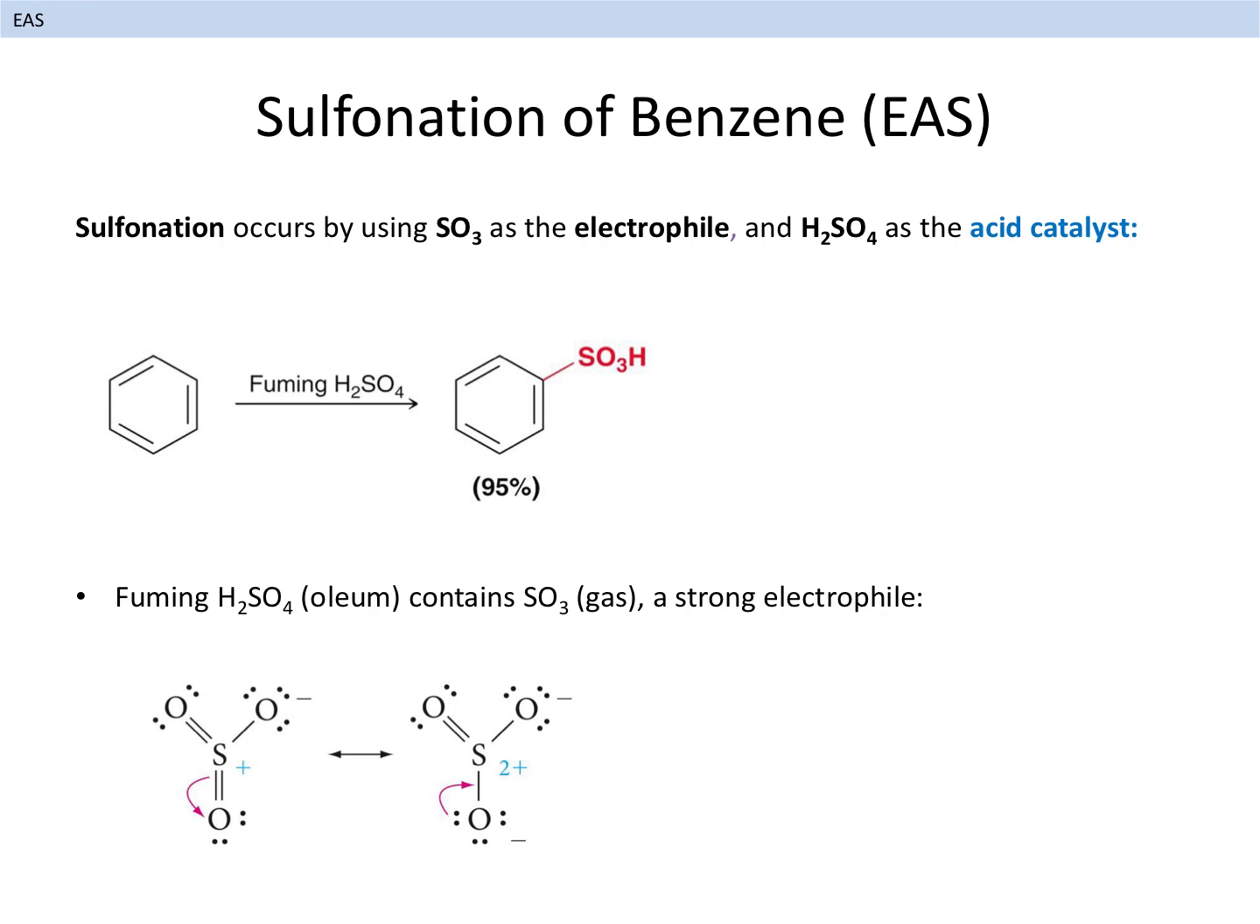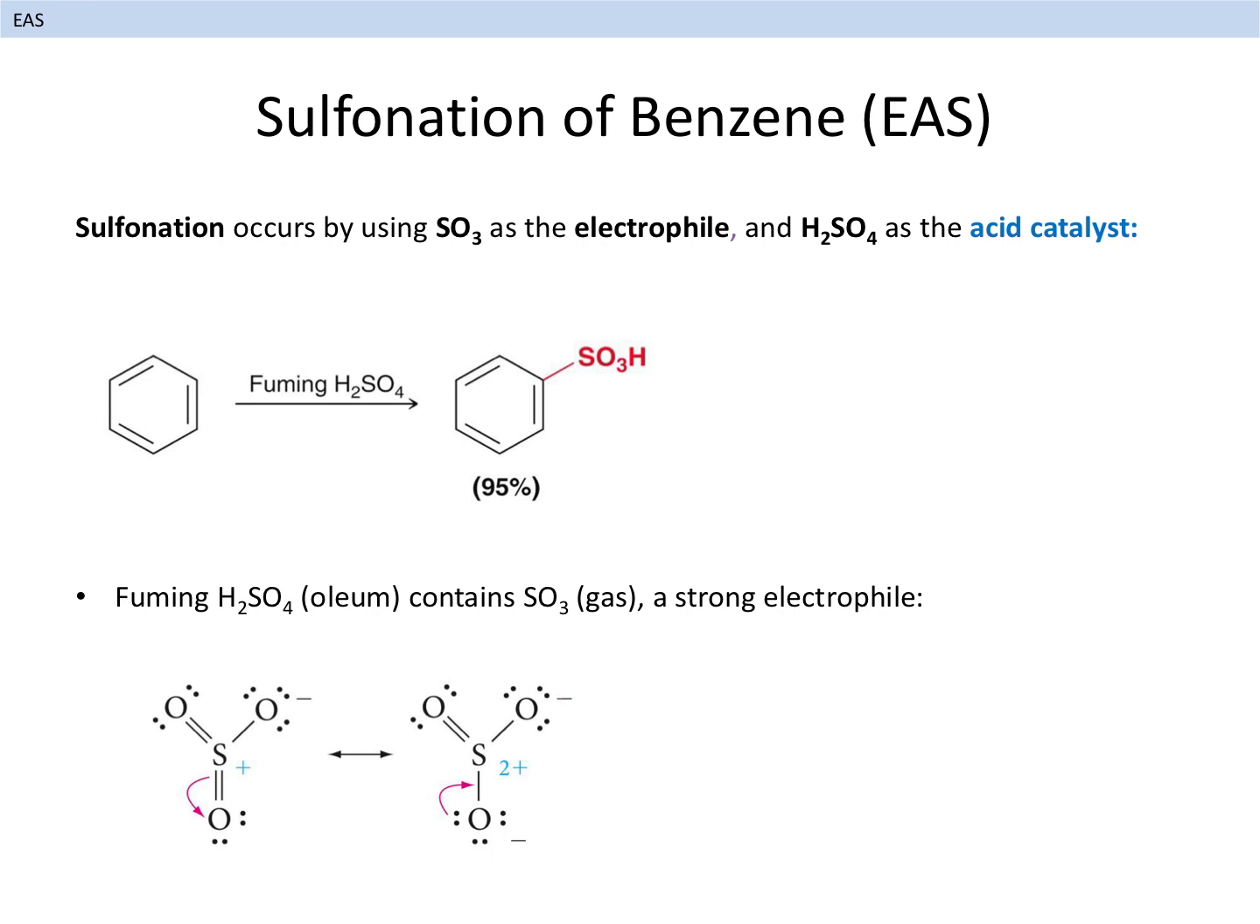Let's learn another key electrophilic aromatic substitution reaction, the sulfonation of benzene. Sulfonation occurs by using sulfur trioxide as the electrophile, and sulfuric acid as the acid catalyst. In this reaction, benzene reacts with sulfur trioxide in the presence of sulfuric acid, leading to the formation of benzene sulfonic acid. The active electrophile in this reaction is sulfur trioxide, a highly reactive species.